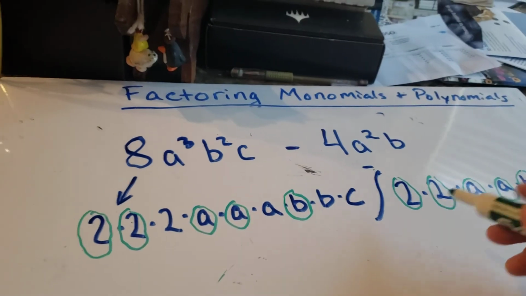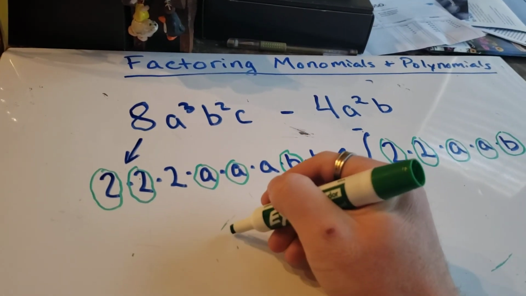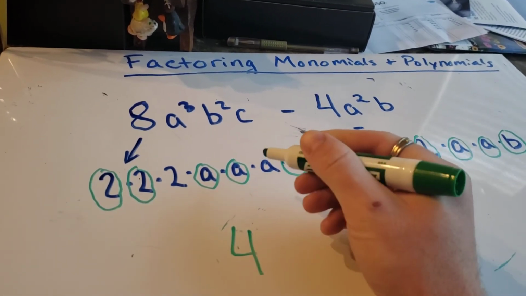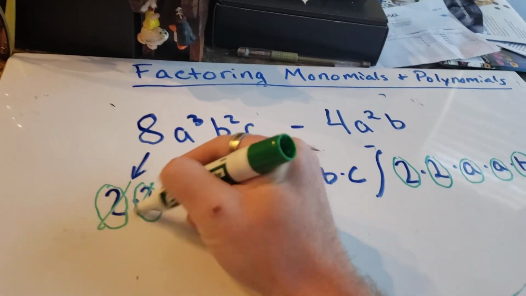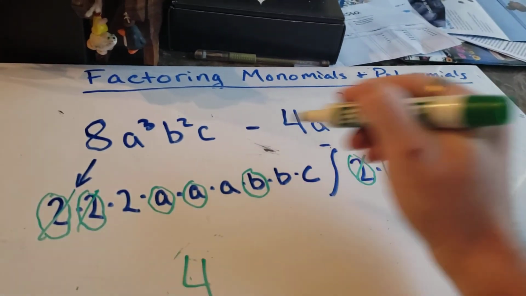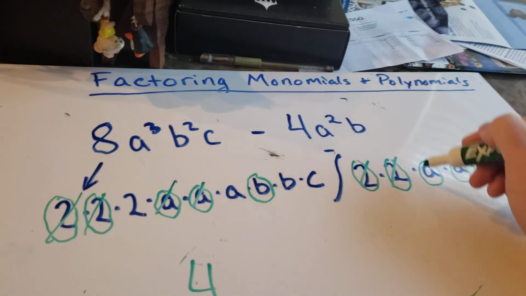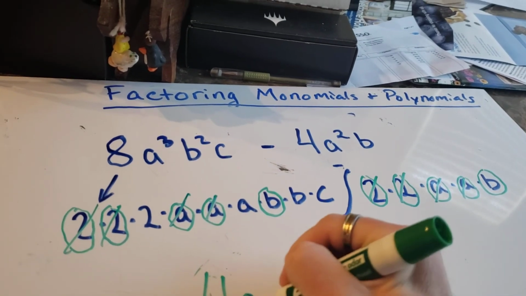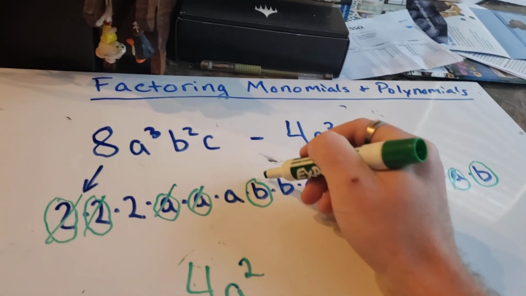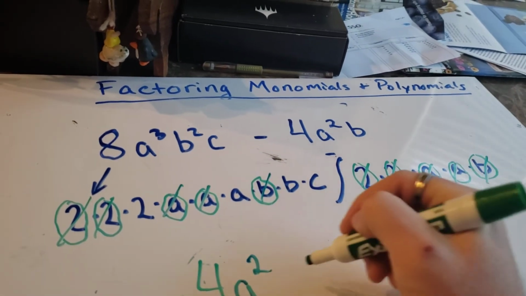So when we put that all together, they share 2 times 2, which is 4. They share, so we can cross those out, a times a, which is a squared, and then they also share 1b.